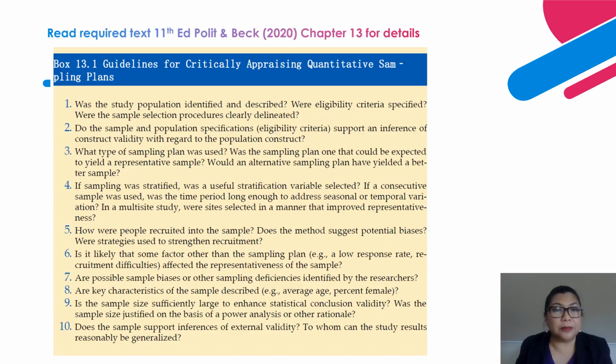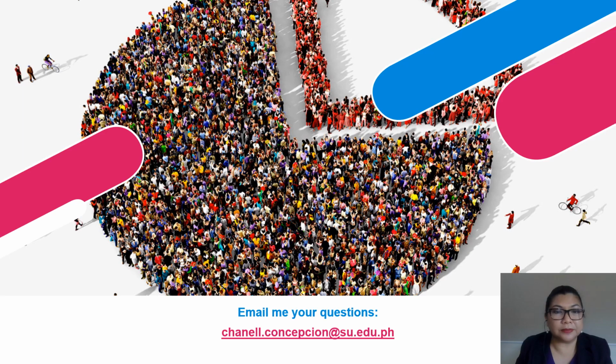This is a criteria guideline for critically appraising your quantitative sampling plans. I don't have to go through each of them, but you can read them in the 11th edition of Polit and Beck. I think this is chapter 14 for more details. So that's all about sampling.